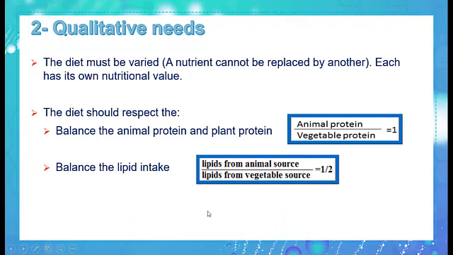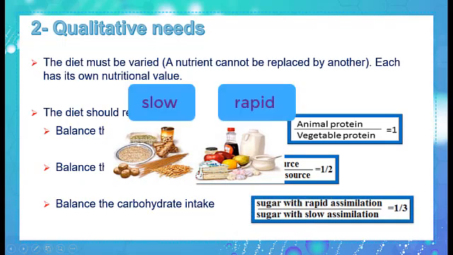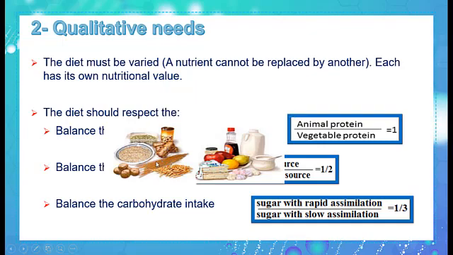Moreover, the diet should respect the balance in the carbohydrate intake. For example, the sugar with rapid assimilation should be 1/3 of the sugar with slow assimilation. It means that if the recommended quantity for the sugar with rapid assimilation is represented by Q, then the quantity recommended for the sugar with slow assimilation is represented by 3Q.